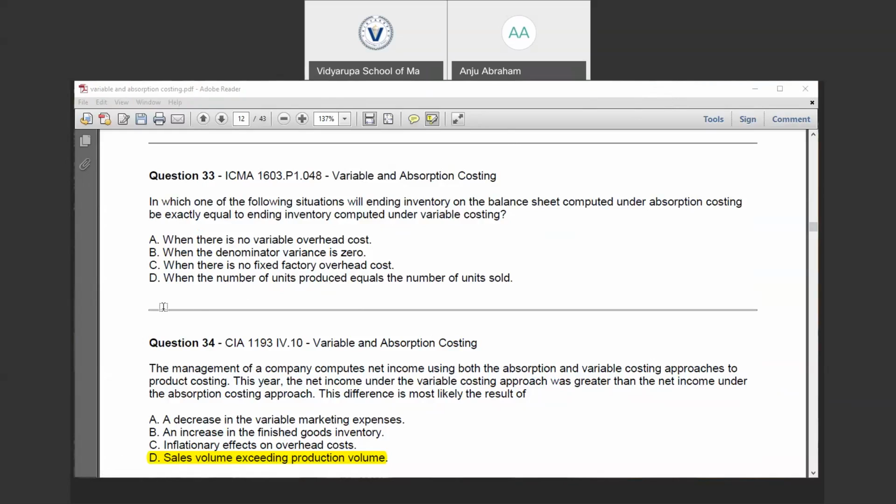Option D. Can you give me the answer? Option D. When the number of units produced equals the number of units sold.